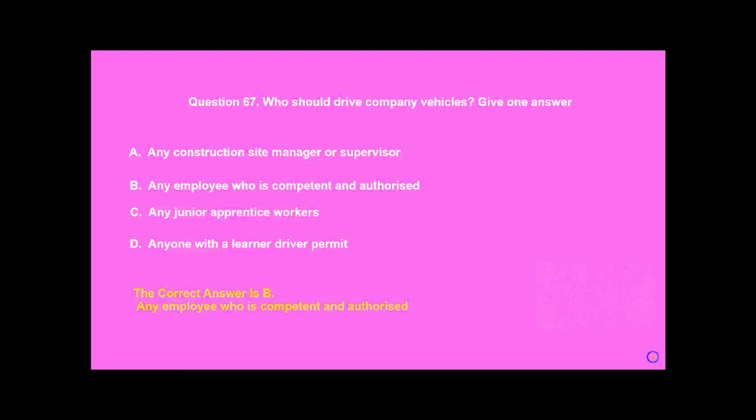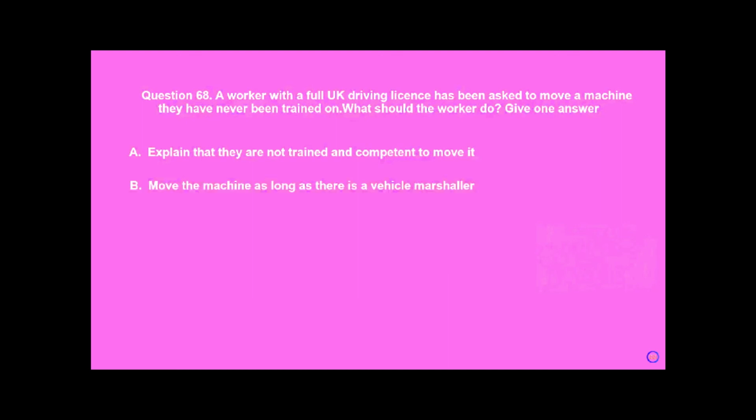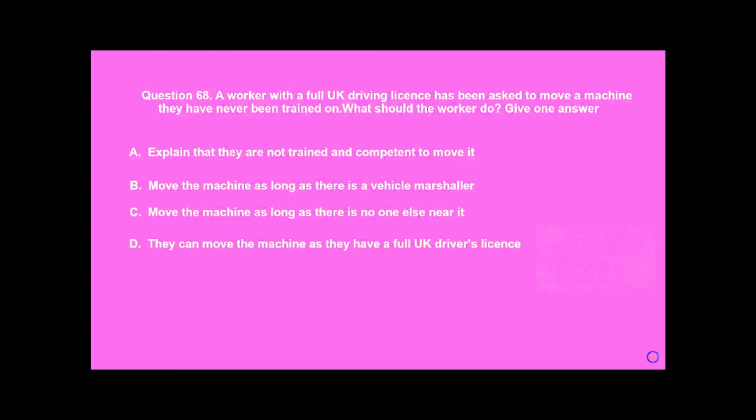Question 68. A worker with a full UK driving license has been asked to move a machine they have never been trained on. What should the worker do? Give one answer. A. Explain that they are not trained and competent to move it. B. Move the machine as long as there is a vehicle marshaller. C. Move the machine as long as there is no one else near it. D. They can move the machine as they have a full UK driver's license. The correct answer is A. Explain that they are not trained and competent to move it.